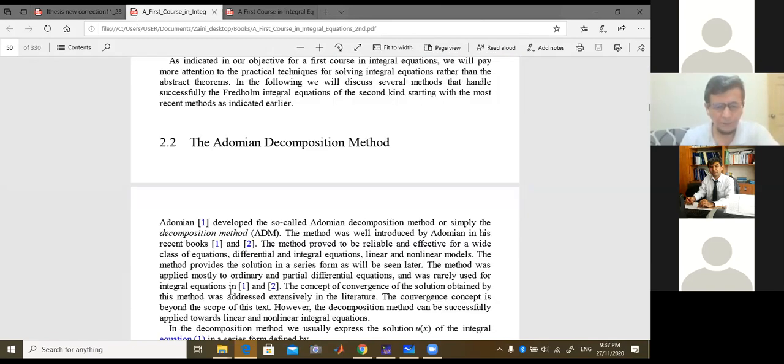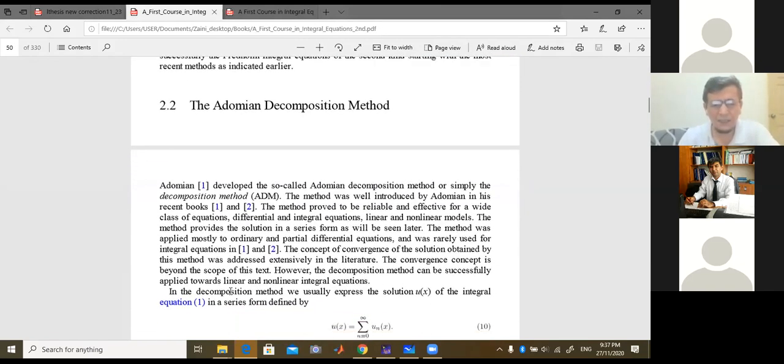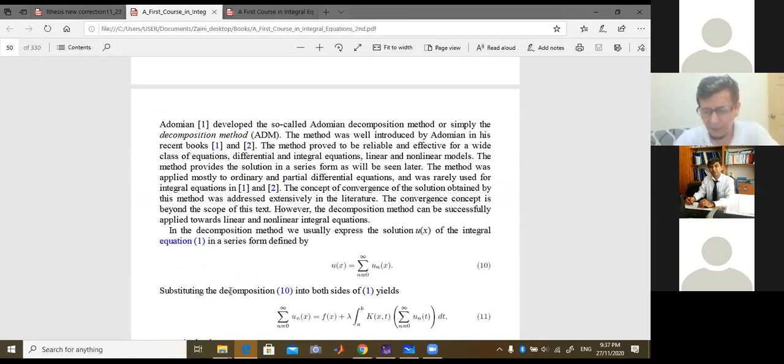Now, what does it mean, Adomian decomposition method? Actually, as we have seen in my previous lecture, I have shown the iteration method. This is, we can say, a development of the iteration method. But this simple development brings a lot of changes and very convenient tools to solve the problem, for example, to solve the integral equation.